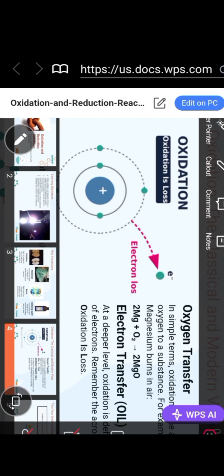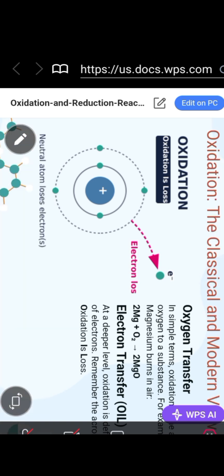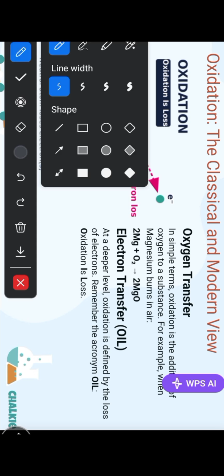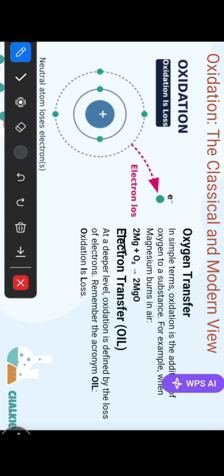Explain oxidation in terms of oxygen. So now, in terms of oxygen, oxidation is the addition of oxygen to a substance. So whenever oxygen is added to a substance, we say oxidation has taken place. An example is magnesium burns in air. So when magnesium burns in air, we have magnesium plus oxygen to give us magnesium oxide, this equation here. So that is an example of oxidation. Oxygen has been added to magnesium to give us magnesium oxide. That is oxidation reaction in terms of oxygen.